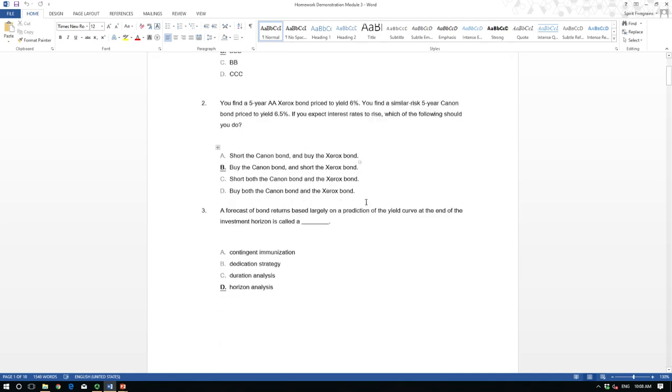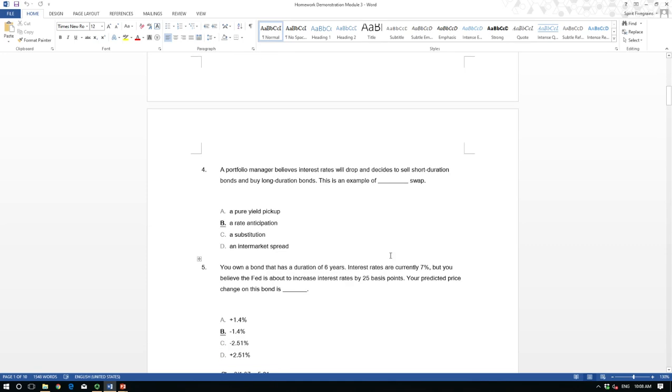Number 3, a forecast of bond return based largely on prediction of yield curve at the end of investment horizon is called, okay, this is called a horizontal analysis. And the answer is D.